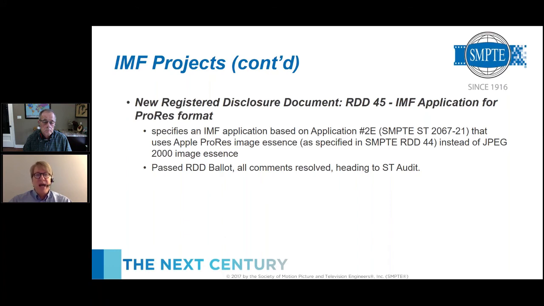So this RDD ballot, all the comments have been resolved, and it's heading for the ST audit, so it'll be in a publication queue pretty soon as well. Right, so the RDD 44, which is the underlying ProRes RDD, was modified as a result of the work on RDD 45. There were some requests that needed to be put back into the underlying RDD. So we mentioned that earlier under 31FS.